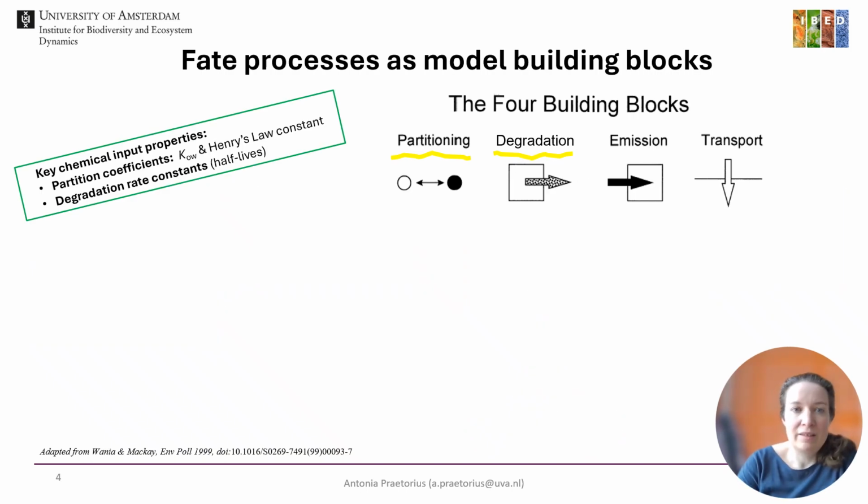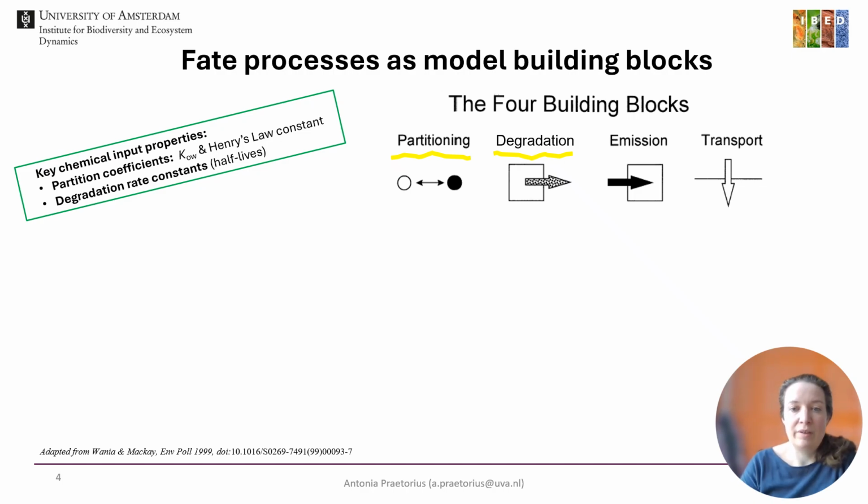So from the chemical side, the key inputs into environmental fate models are partition coefficients. So for example, the octanol-water partition coefficient, KOW, or the Henry's law constant, or air-water partition coefficient. These give a measure of the affinity of a chemical for different environmental compartments. And the second type of inputs on the chemicals are the degradation rate constants or half-lives in different environmental compartments.